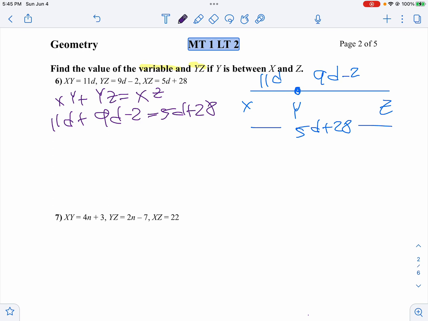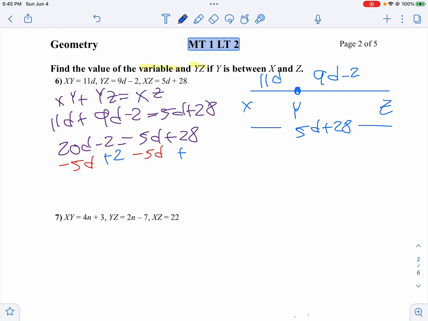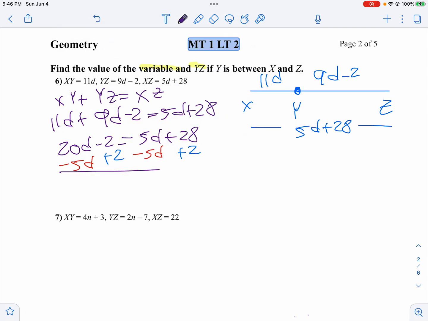Let's simplify the left. 11d plus 9d is 20d, minus 2 equals 5d plus 28. Let's get variables on one side, so I think I'm going to subtract 5d from both sides. And at the same time, let's add 2 to both sides. That way I've got all my numbers on one side and all my variables on the other side.